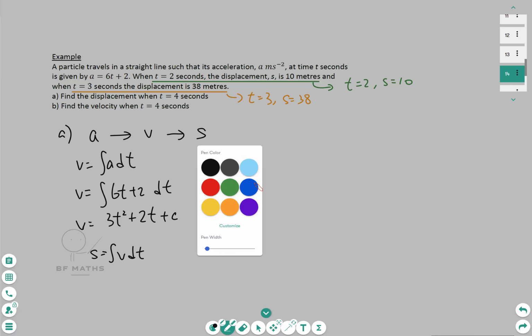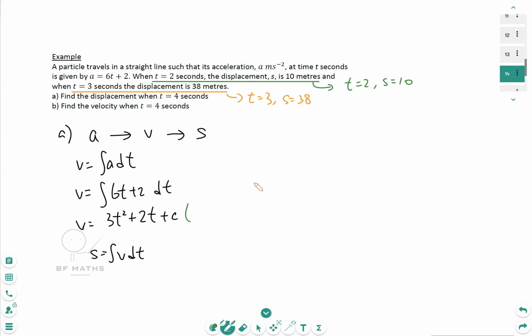Now, can I ask you, do you write a note in here? Why can't we find c in here? Okay, why can't we find c? Answer this question here. I have just explained probably 20 seconds ago. Anyway, so s equals integral v dt.